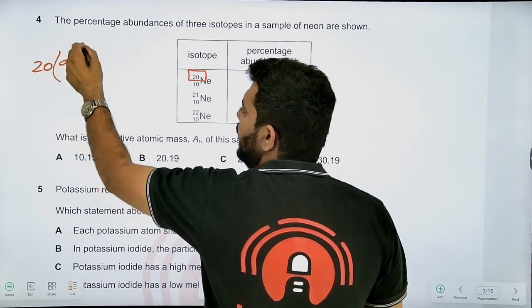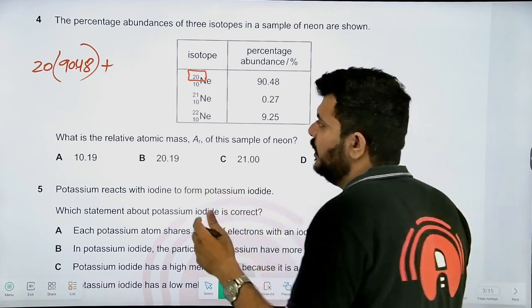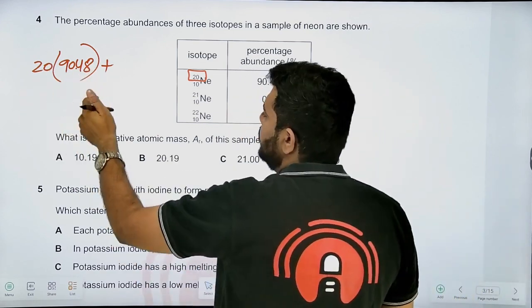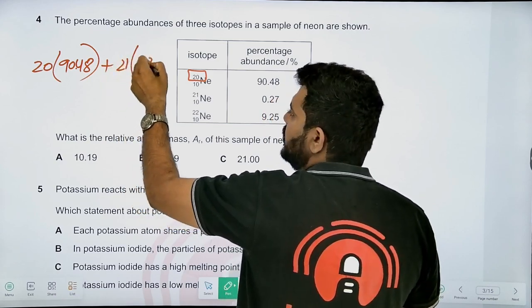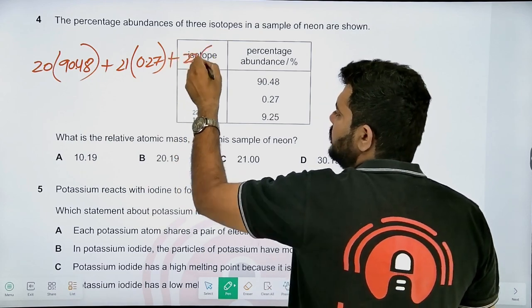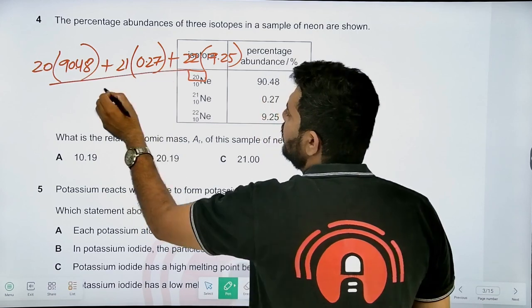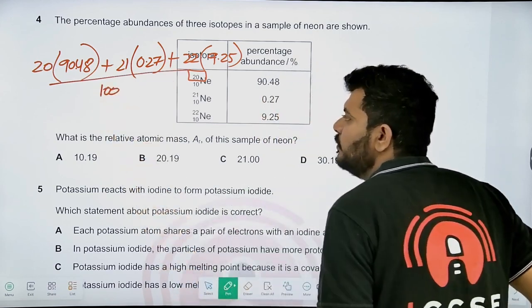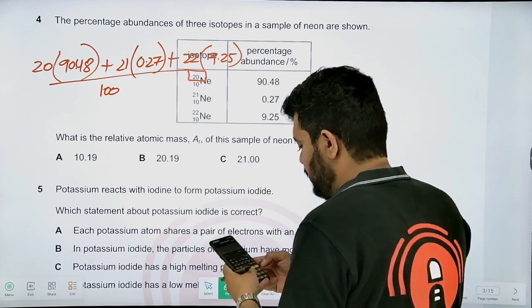90.48, right? What I'm doing is finding the weighted average: simply mass multiplied by its percentage abundance, plus the next mass multiplied by its percentage abundance, and this whole thing divided by 100 because the total abundance is 100. Here I will need a calculator. Let's find out 20.